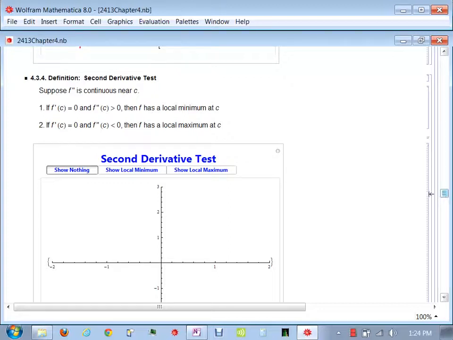Check out what the second derivative test says. Suppose the second derivative is continuous. All right, so you take the second derivative, it's a nice function. If the first derivative is 0 at that point, what does that mean? Graphically, first derivative being 0 means what would we have there? Flat tangent line, right? If you have a flat tangent line at a point, and the second derivative is positive, then you have to have a local minimum there. Why?